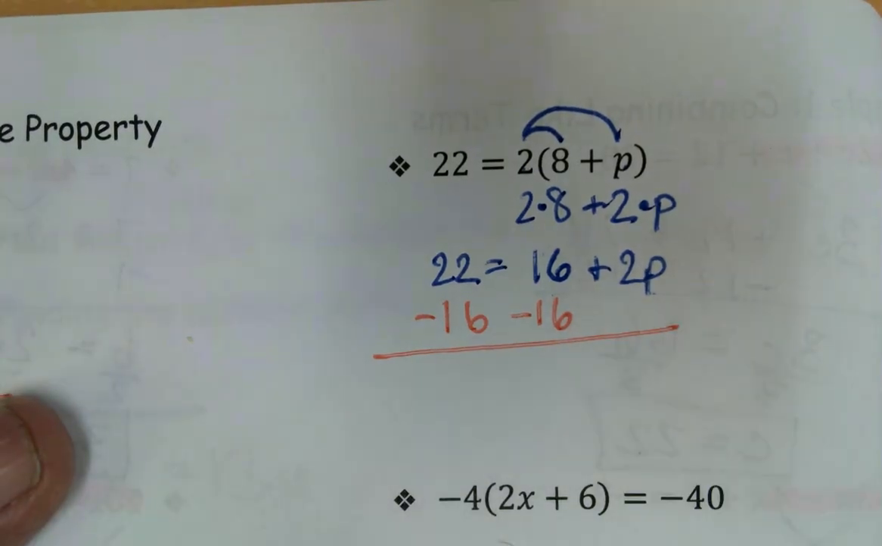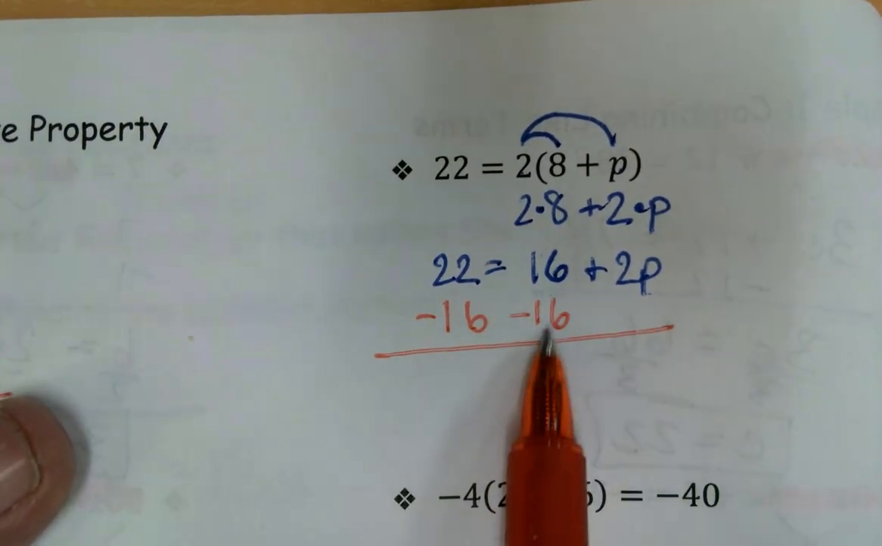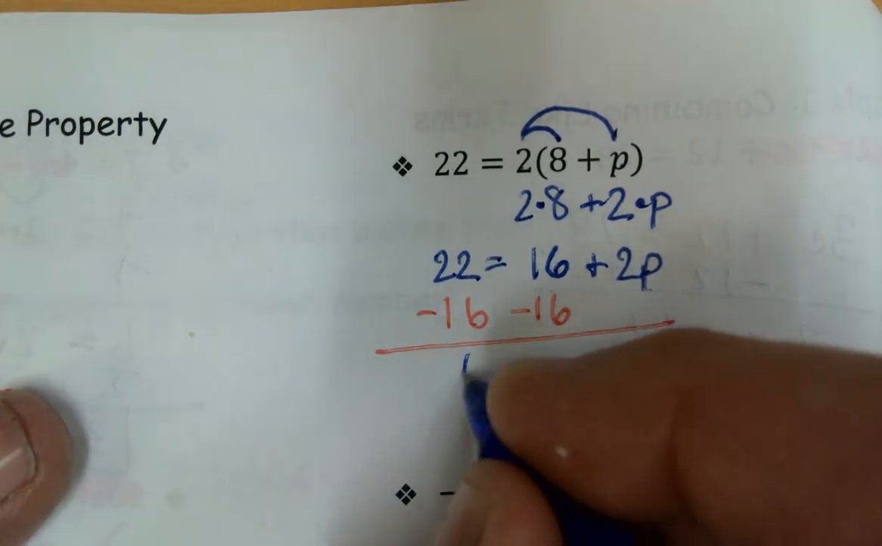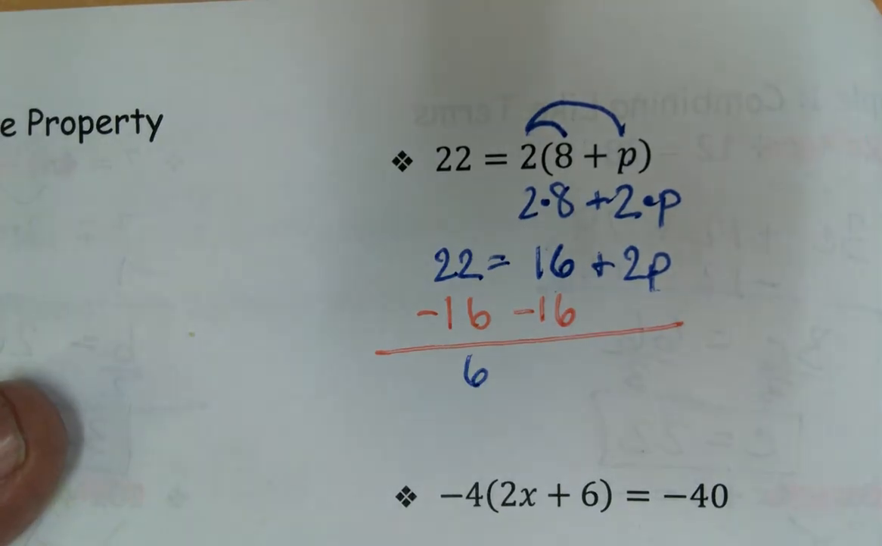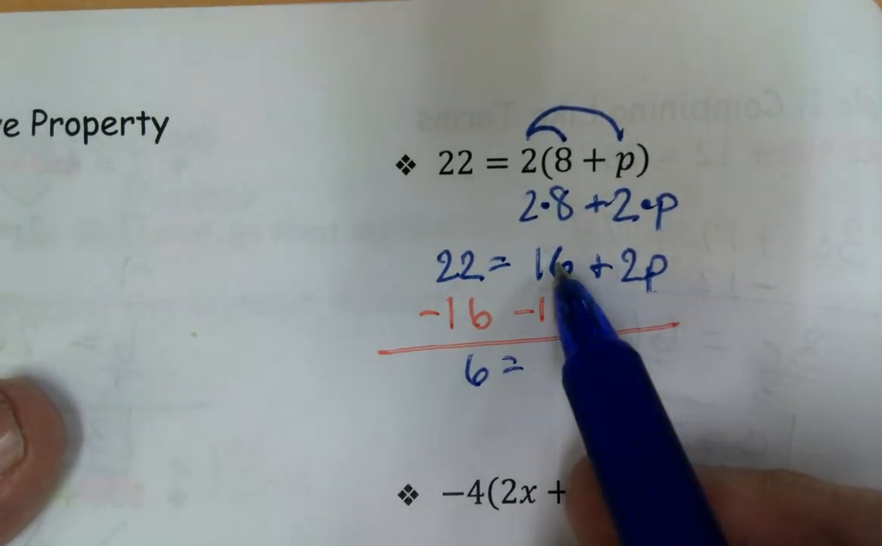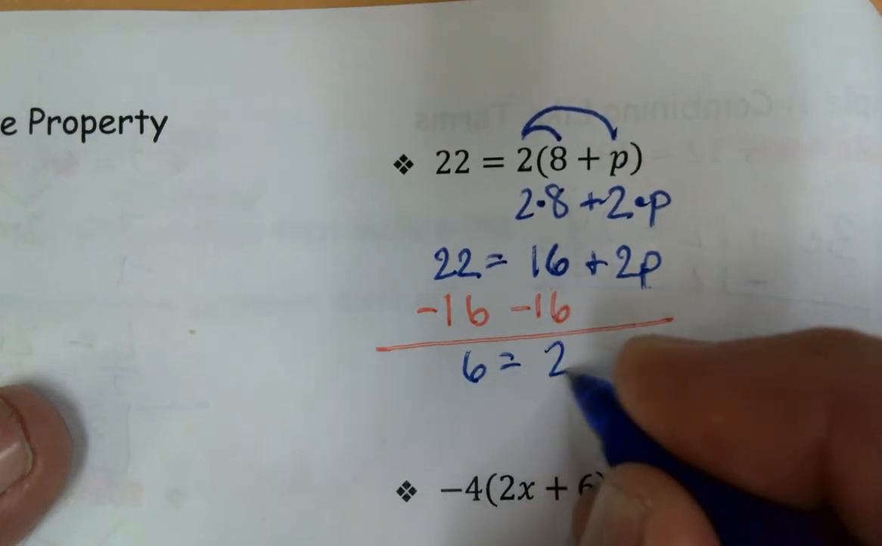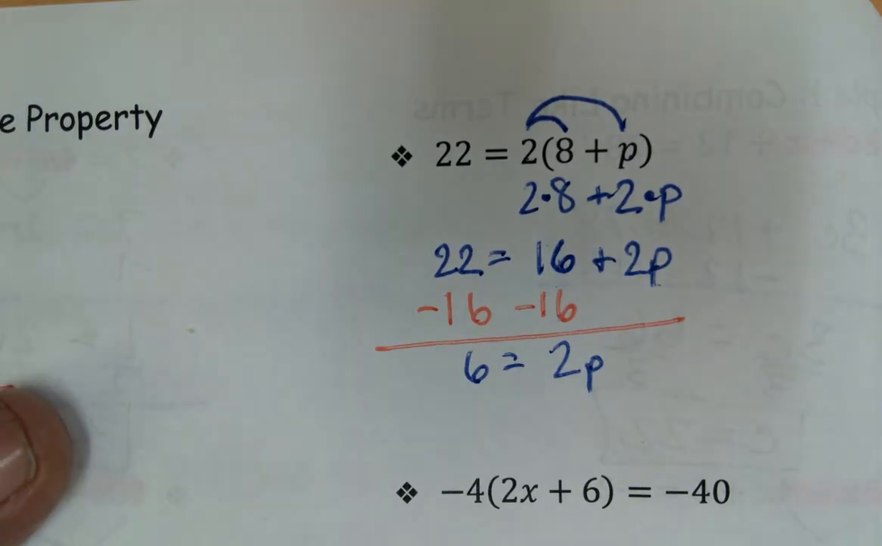Because again, I'm trying to get the p by itself, so I got to get rid of the 16 first. Subtracting the 16, 22 minus 16 is going to give me 6. On the other side of the equation, 16 minus 16 is nothing. That's 0. It goes away. So we have a positive 2p that we have left to bring down.